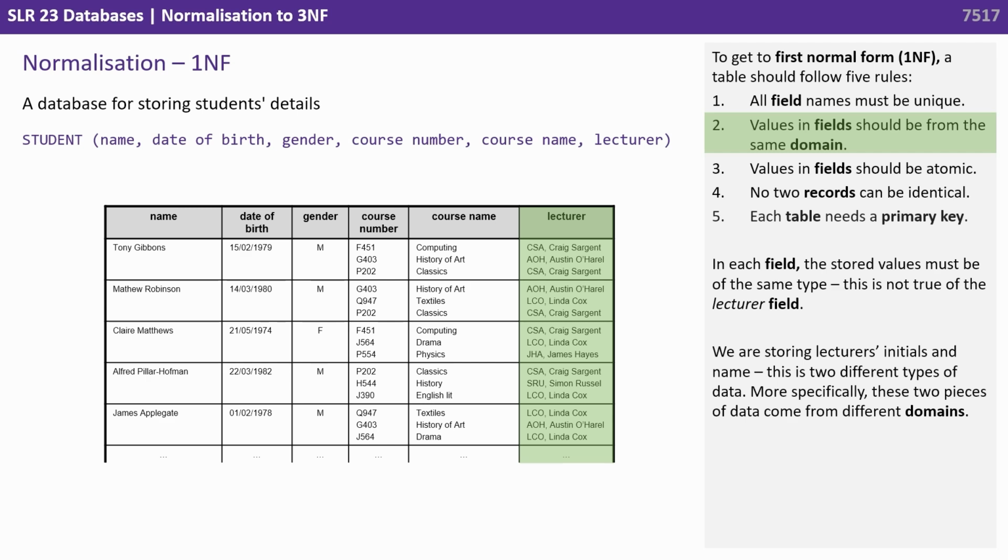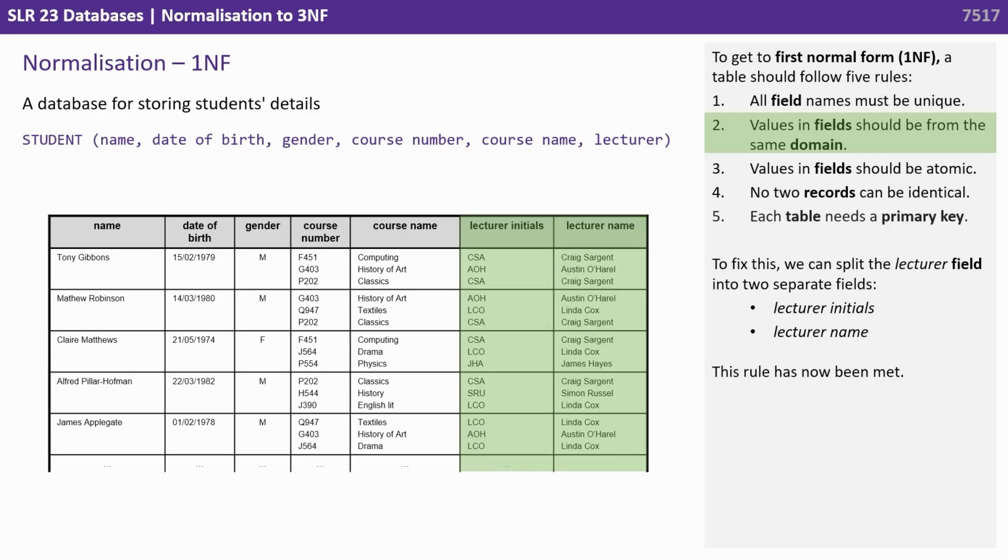Values in fields should be from the same domain. So in each field, the stored values must be of the same type. Now this is not true for the lecturer field. We're storing lecturer's initials and their name. This is two different types of data. More specifically, these two pieces of data are from different domains. To fix this, we can split the lecturer field into two separate fields: lecturer initials and lecturer's name. This rule has now been met.